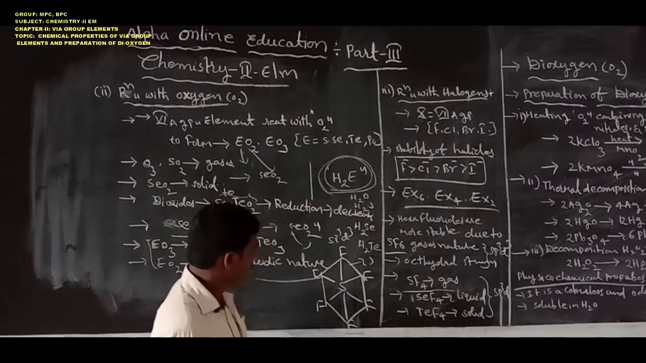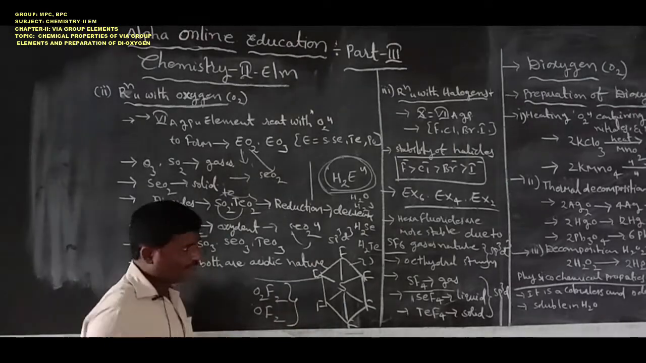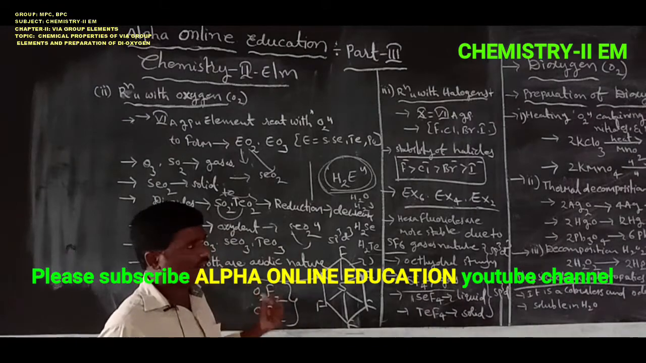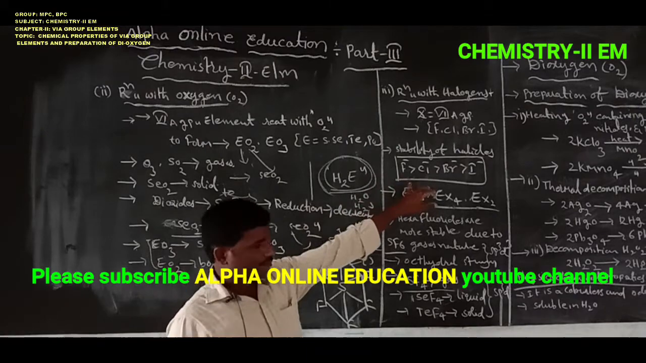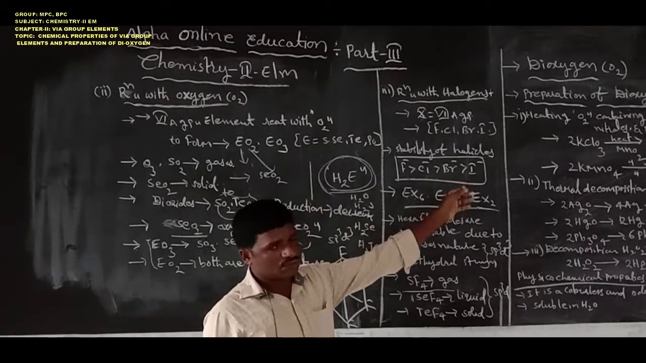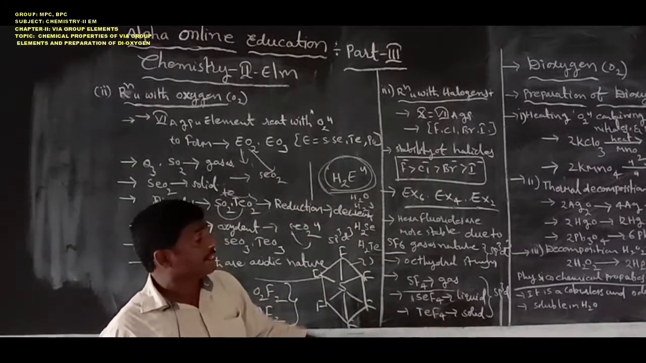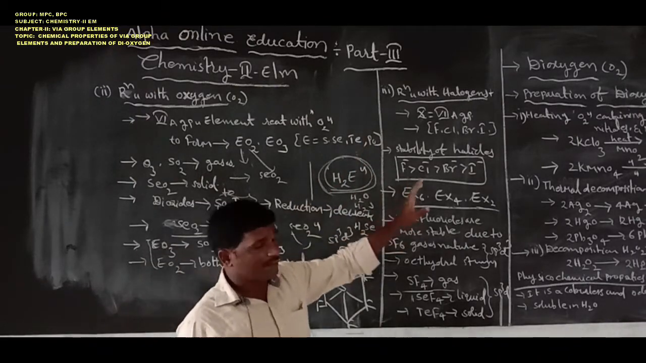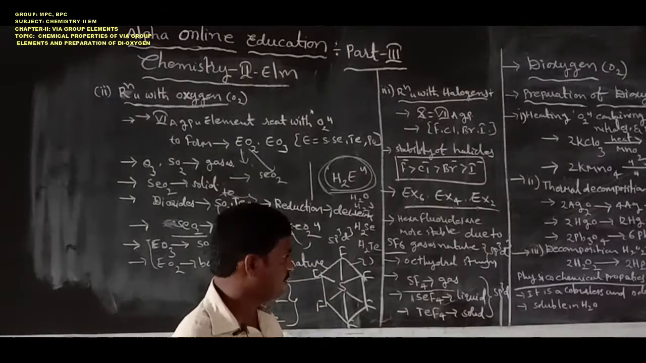Next, the difluorides: oxygen difluoride, OF2, and dioxygen difluoride, O2F2. OF2 and O2F2 are also known as EX2 type halides. So EX6, EX4 and EX2, the hexafluorides, tetrafluorides and dihalides, react with the 6A group elements to form different types of halides.